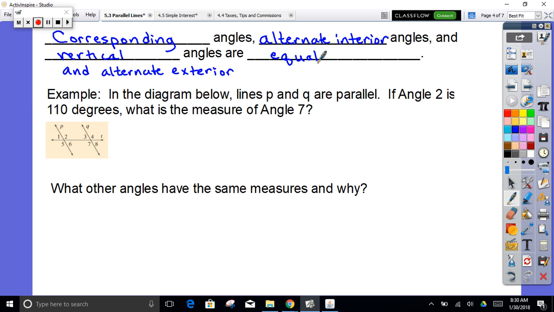All right, so in the first example, it says in the diagram below, lines P and Q are parallel. They're usually going to tell you that because you really shouldn't ever make assumptions in geometry. One other way that you know that lines are parallel is if they put these two little arrows on the lines, that's telling you that those lines are parallel.